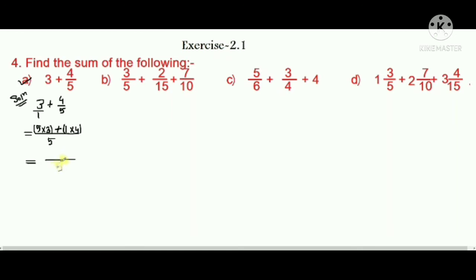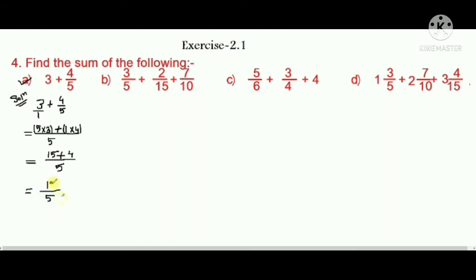And then we will write 5 as the denominator, and then you will multiply these 2. 5 threes are how much? 15. Okay, so next we'll give the plus sign, right? And then 1 fours are 4, we'll write 4 here. So now we'll add this 15 plus 4. Here the denominator is 5, and 15 plus 4 is what? 19.